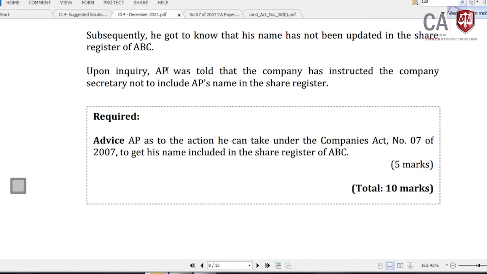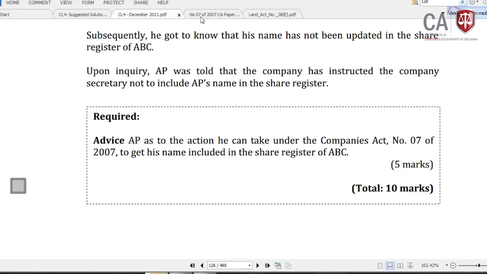AP, who is aggrieved by the conduct of the company, where they have informed the secretary not to include his name in the share register, is obviously aggrieved by that, and he has the right to make an application to court for the rectification of the share register.